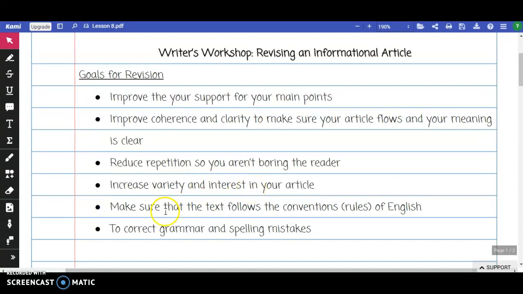You make sure that the text follows the conventions or rules of English, and you correct grammar and spelling mistakes, making your writing more clear.